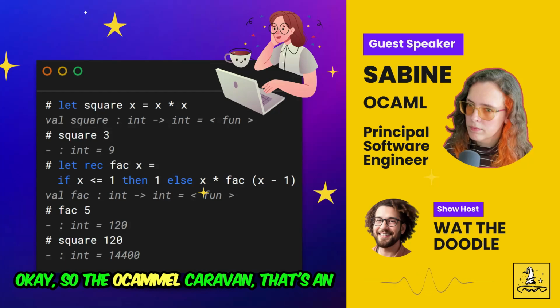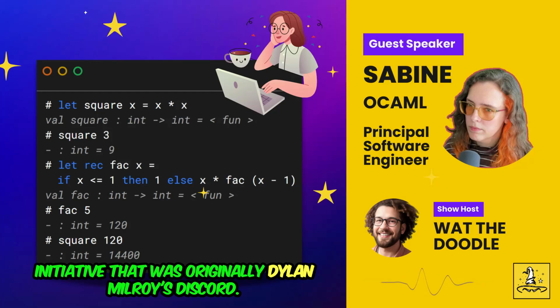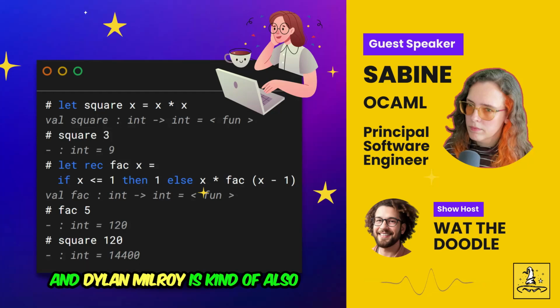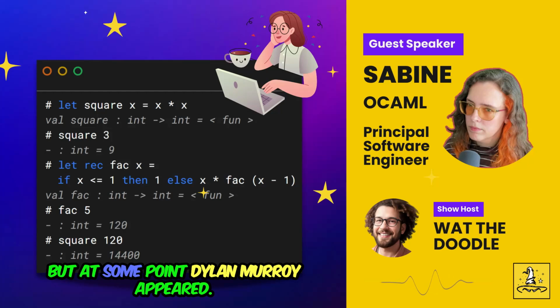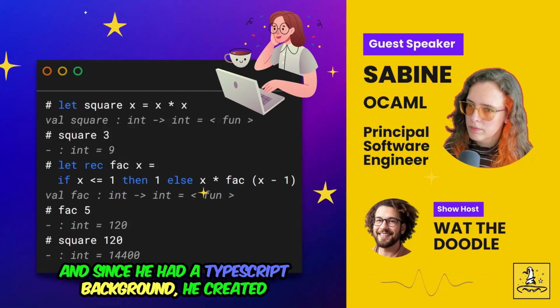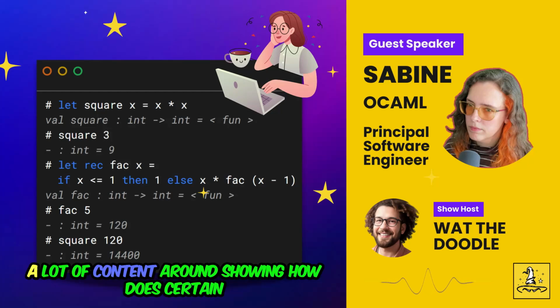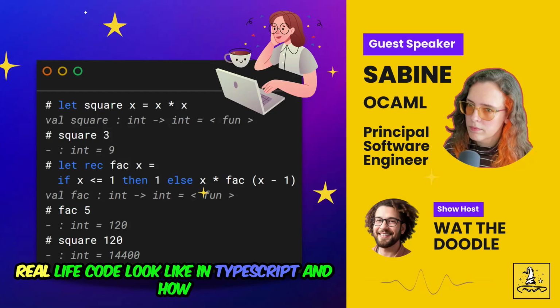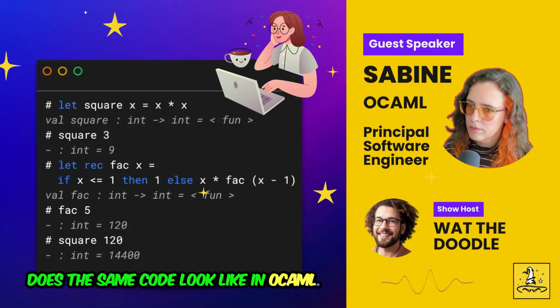Okay, so the OCaml Caravan is an initiative that was originally Dylan Mulroy's Discord, and Dylan Mulroy is also known as the OCaml man. Originally there was TJ who was pushing OCaml a little, but at some point Dylan Mulroy appeared, and since he had a TypeScript background, he created a lot of content showing how certain real-life code looks in TypeScript, and how the same code looks in OCaml.